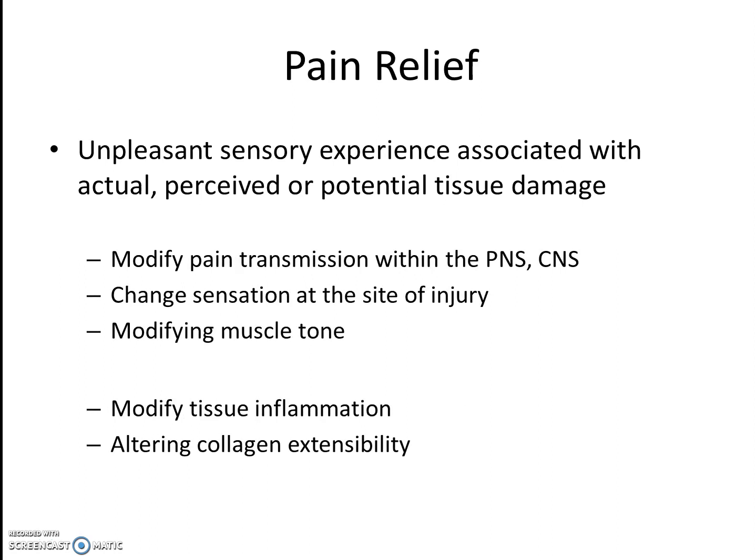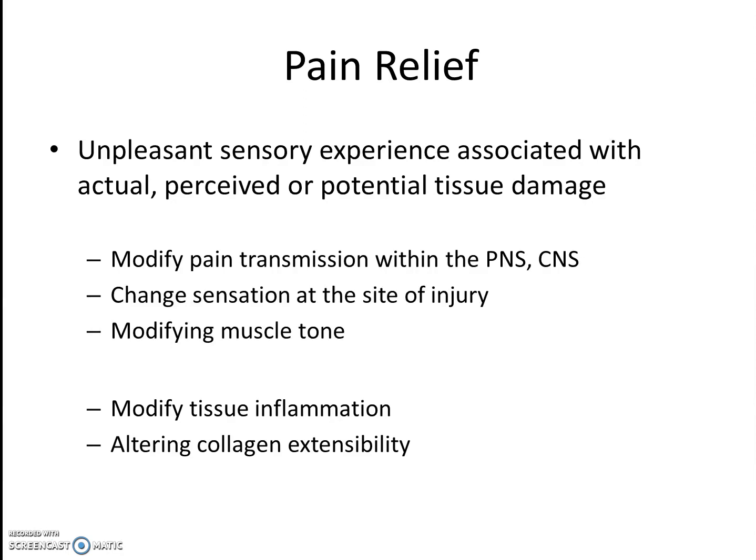Pain relief. Pain is an unpleasant sensory experience that's associated with actual or potential tissue damage. Keep in mind that even though there may not be a structural problem, patients may still report pain. Pain is there to protect us from further injury and damage. However, when pain is out of proportion to the extent of the injury, or if it persists for a long period of time, it can interfere with normal activity and cause functional limitations and disability. So we use our modalities to modify pain transmission within the peripheral and central nervous system. We can change the sensation at the site of the injury, or we can modify muscle tone.